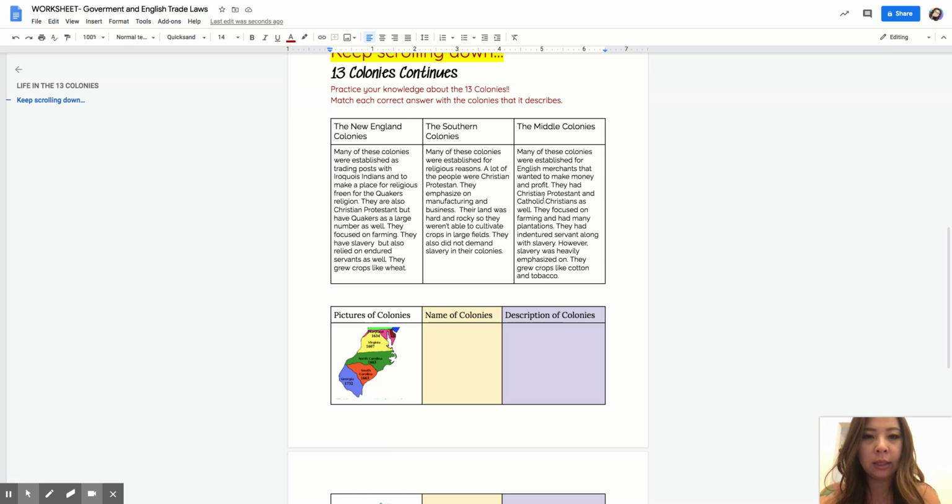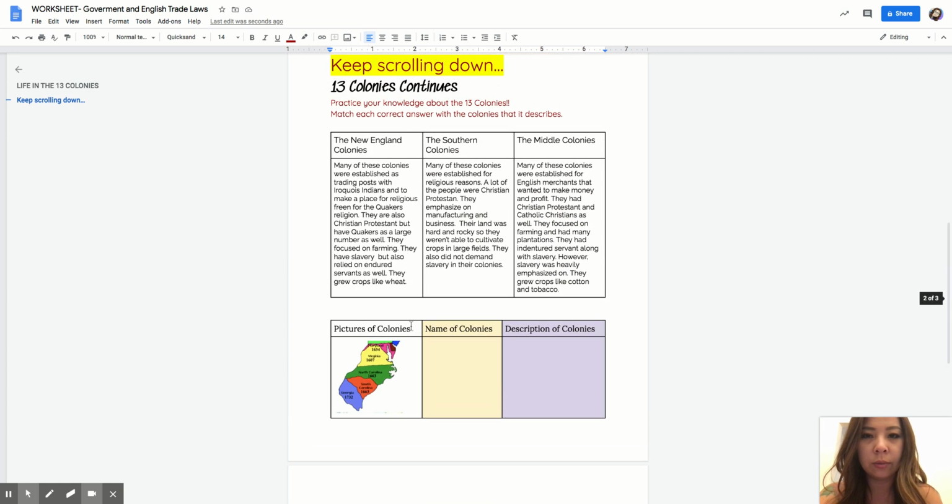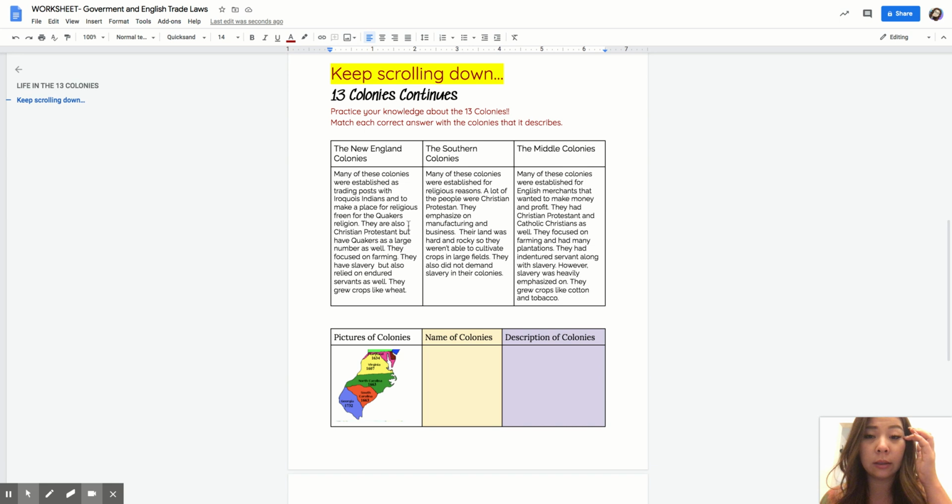And then we're going to read these descriptions, and you're going to match these descriptions to these colonies. Which one is which? Okay, so here are your choices. The New England colonies, the Southern colonies, the Middle colonies. Many of these colonies were established as trading posts with the Iroquois Indians, and to make a place for religious freedom for the Quakers. Okay, sorry, I had a typo. They are also Christian Protestant, but have Quakers as a large number as well.